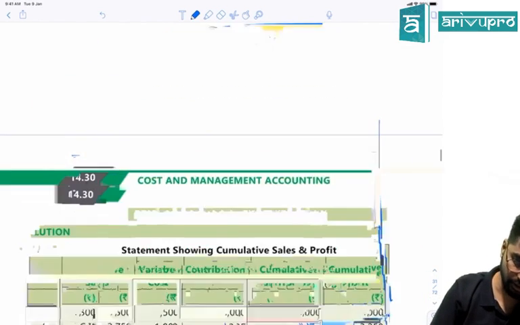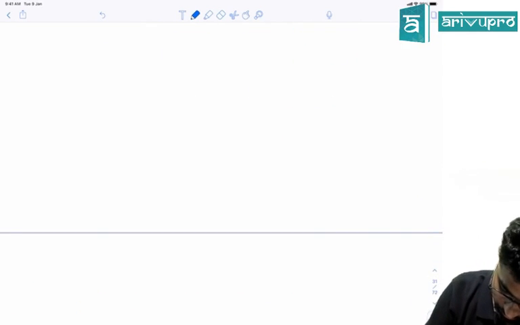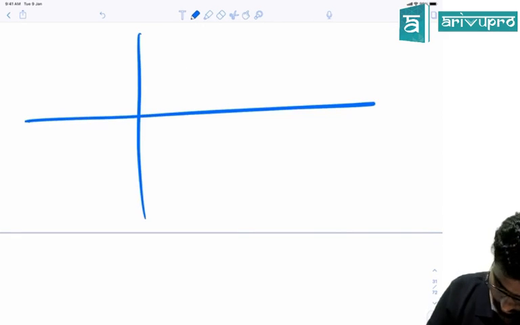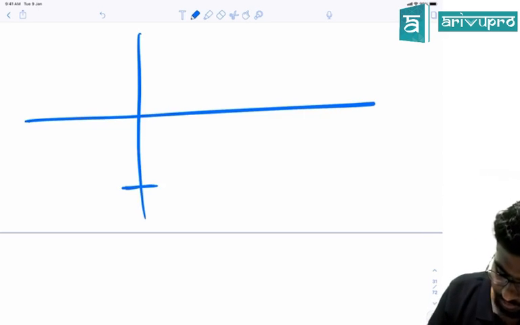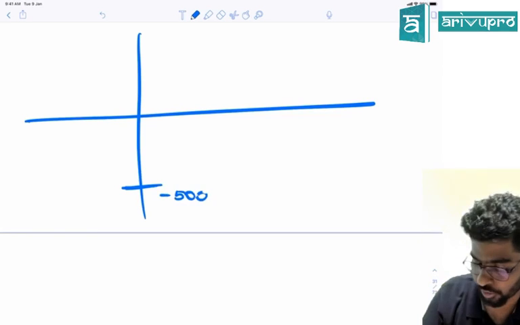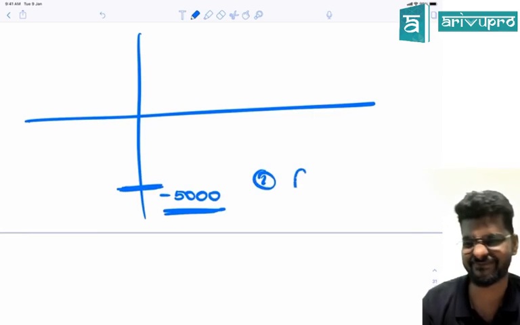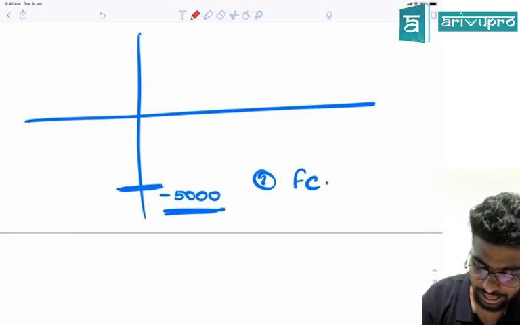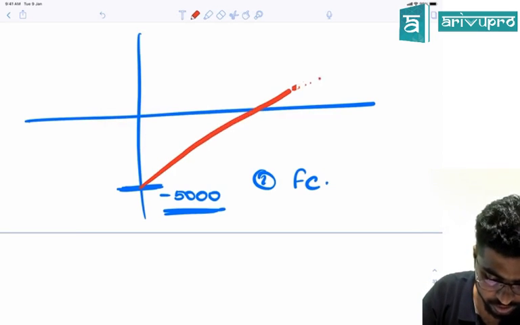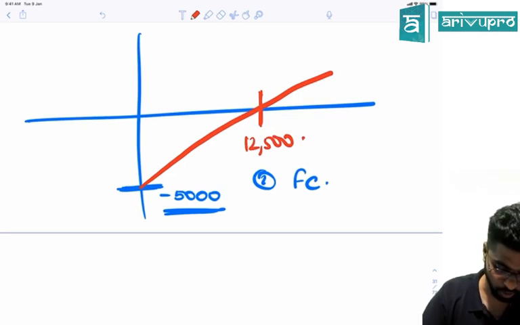So now guys here, Narmata, you said you missed the chart, right? So I'm explaining it. See here, since it's a PV chart, my loss will be at minus 5000. Why? Because this is my fixed cost. It will keep increasing and it touches at a point of 12,500. Are you clear? So I'm making a profit of 1000.